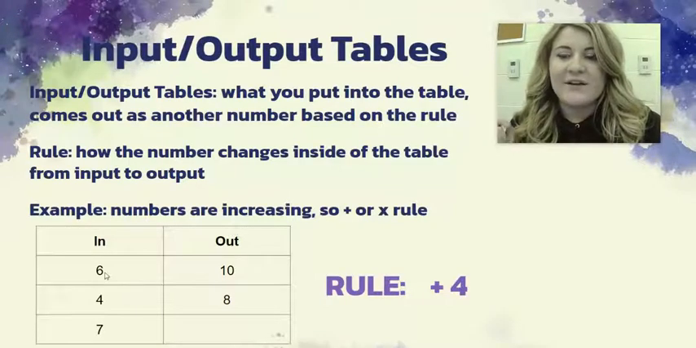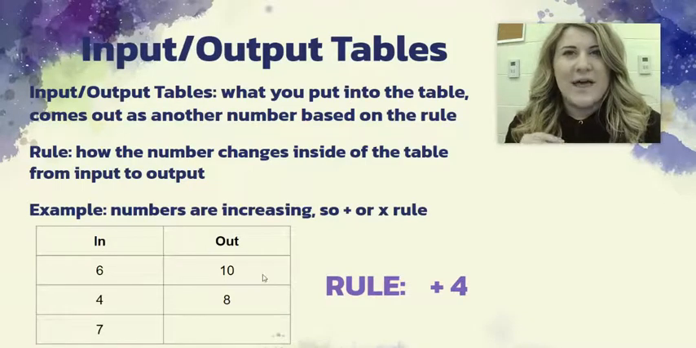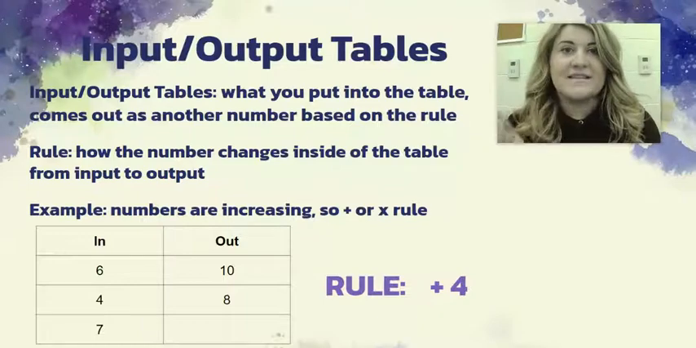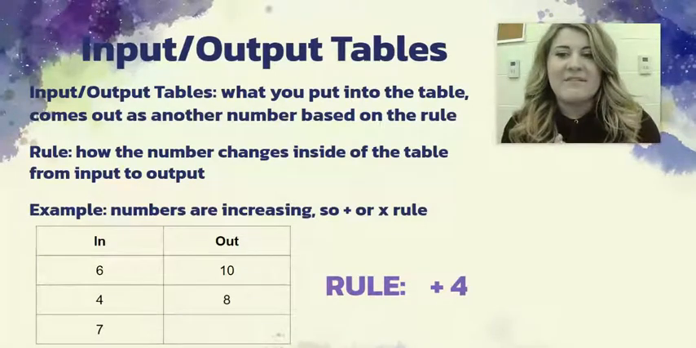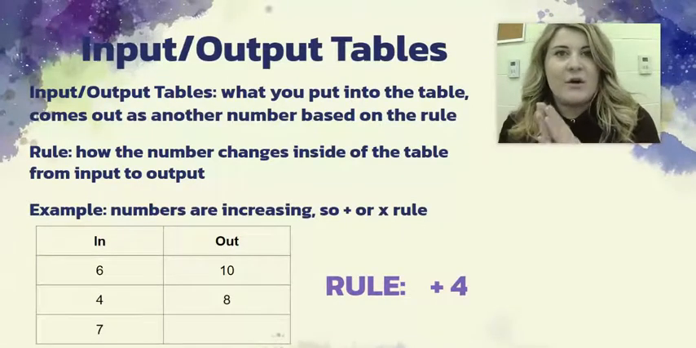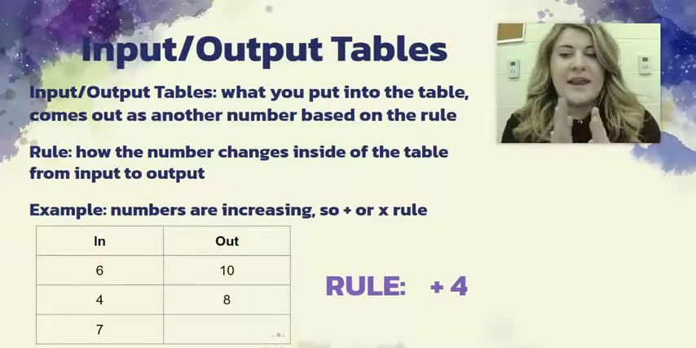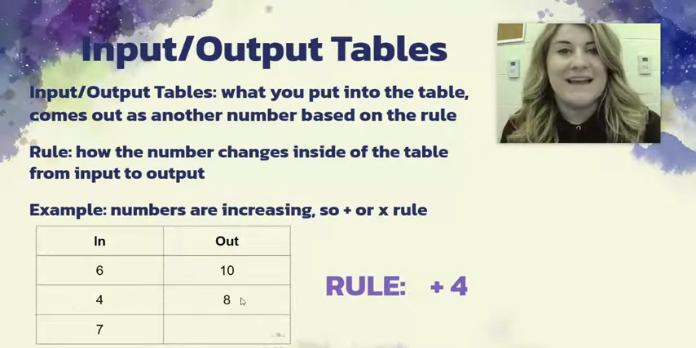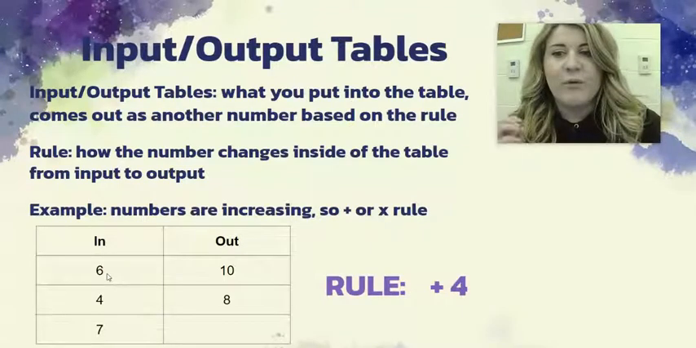So we see here the number's going in as a 6 and it's coming out as a 10. So that number got bigger. Our two options when a number gets bigger are either we added to it or we multiplied it to make it bigger. So we have to decide, is this going to be an adding or a multiplication rule? Next, let's look at another example. We have a 4 going in and coming out as an 8. So let's figure out what the rule is here.